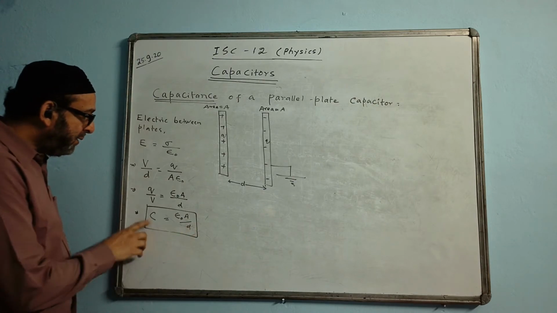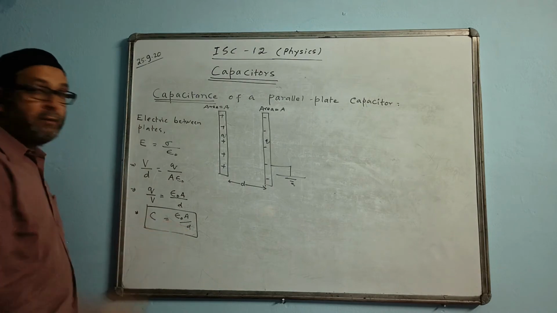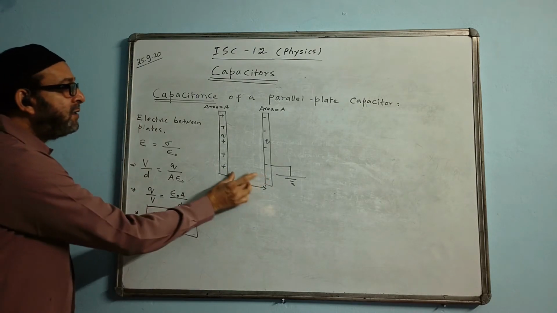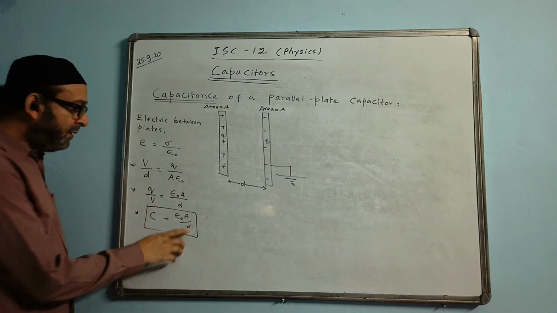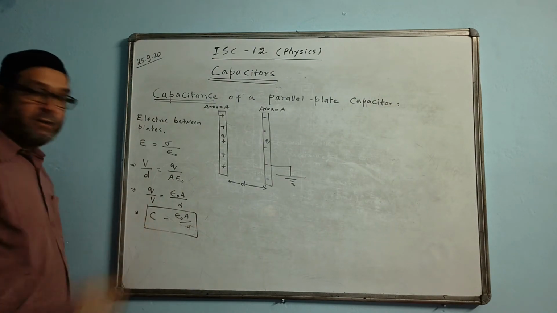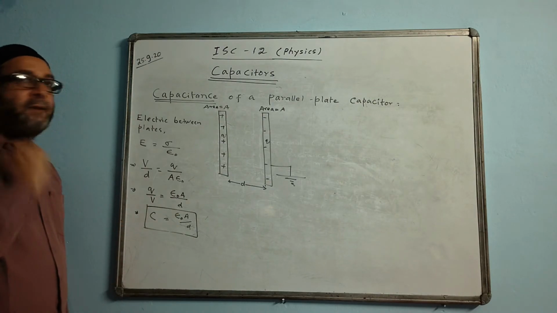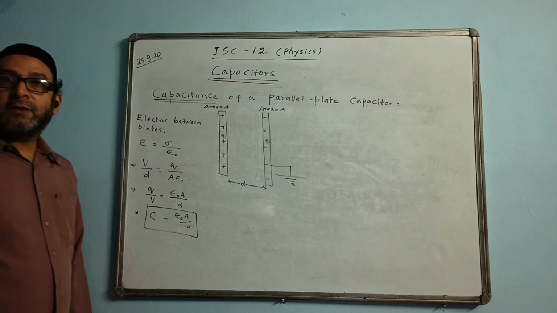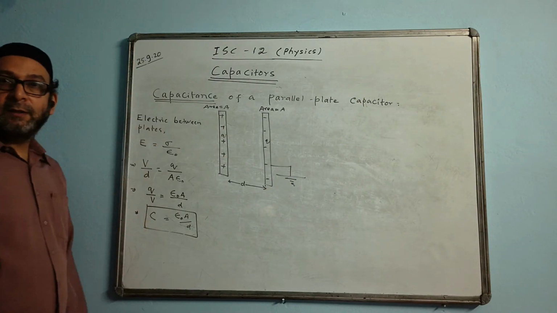If d is less, C will be more. They are inversely proportional. If the distance between the plates is small, then capacitance will be large. If the distance is more, C will be less. So these are the two factors on which the capacitance of a parallel plate capacitor depends. This is the formula for a parallel plate capacitor.